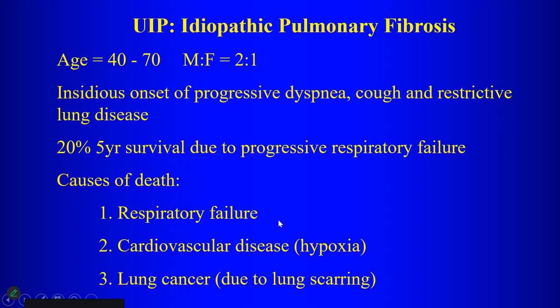So starting with UIP: insidious onset, progressive shortness of breath, restrictive lung disease, and five-year survival is not very good with this disease, although the antifibrotic agents have helped in terms of treating this. Causes of death: number one cause of death, respiratory failure, no surprise. Second leading cause of death, cardiovascular disease, since chronic hypoxia can accelerate underlying cardiovascular pathology. Lung cancer, though, is the third leading cause of death in patients with idiopathic pulmonary fibrosis.